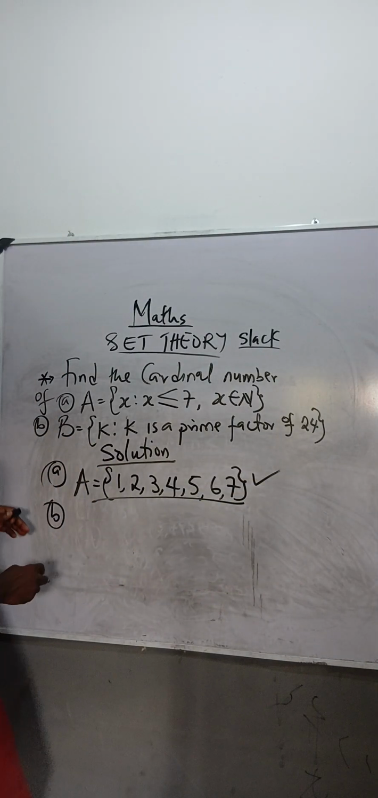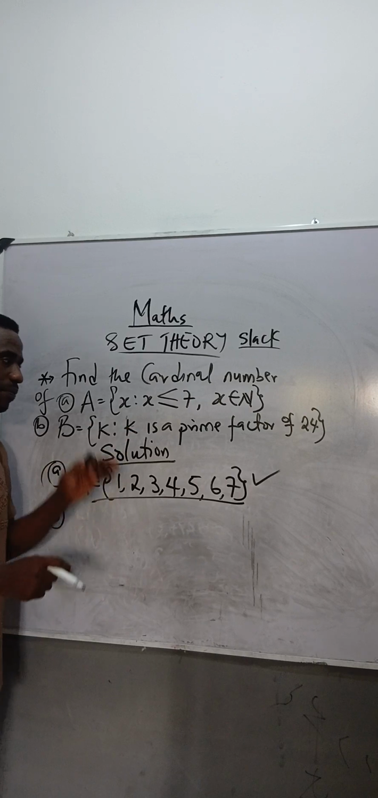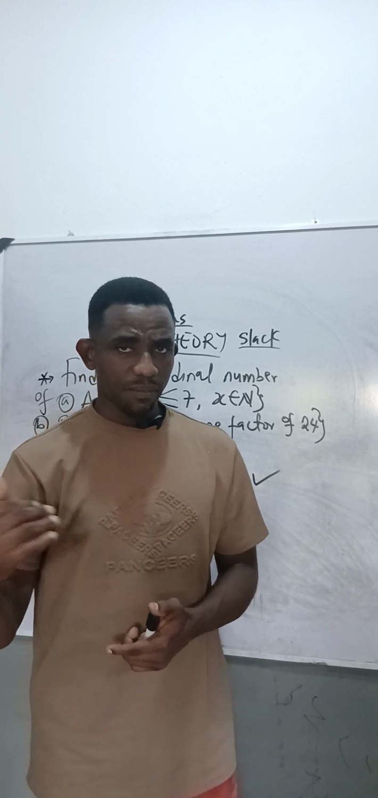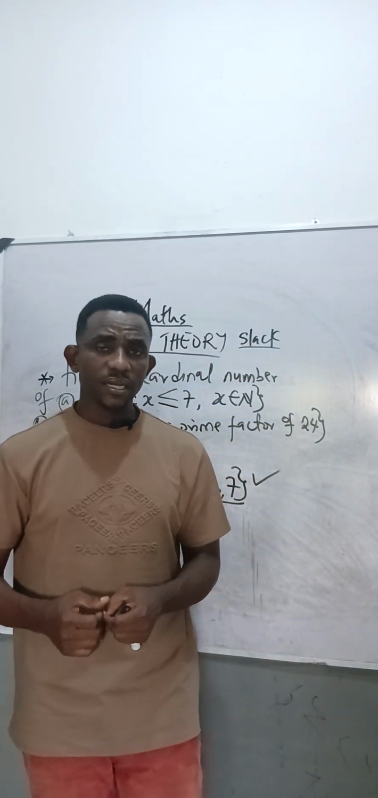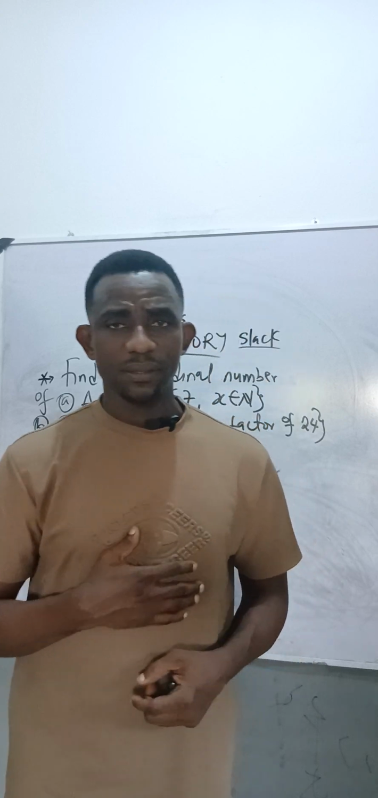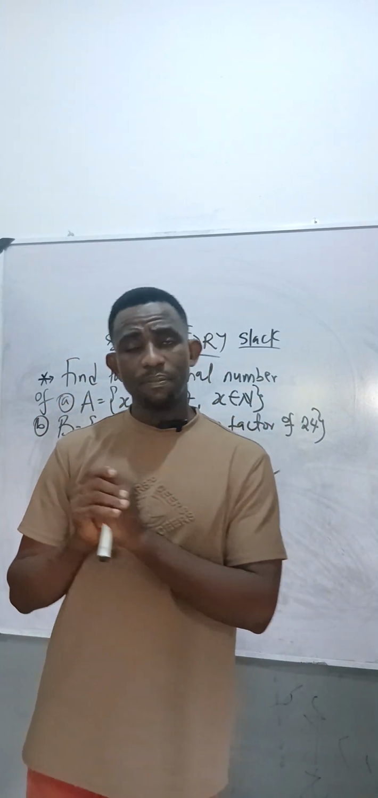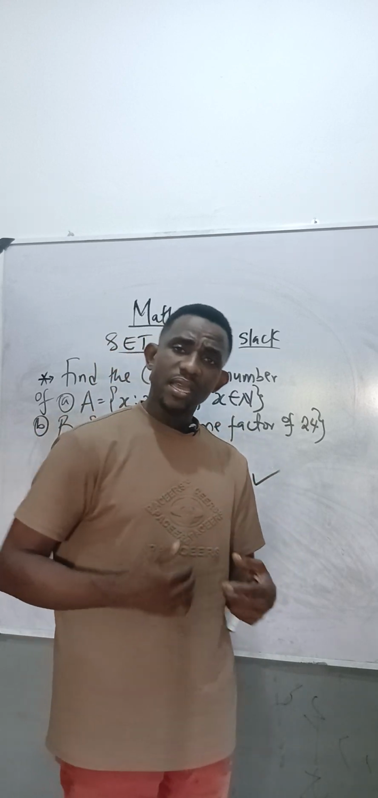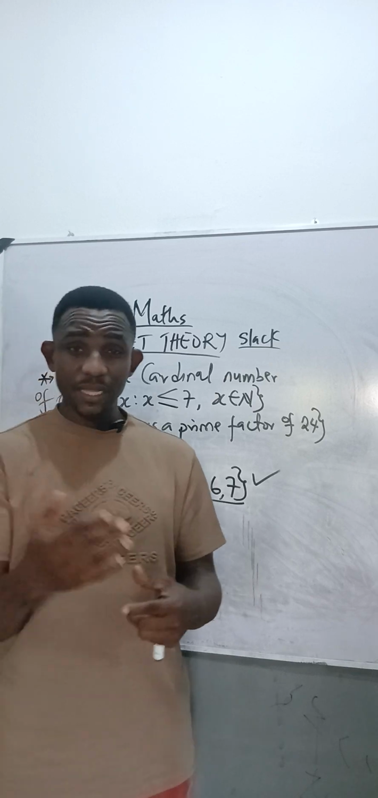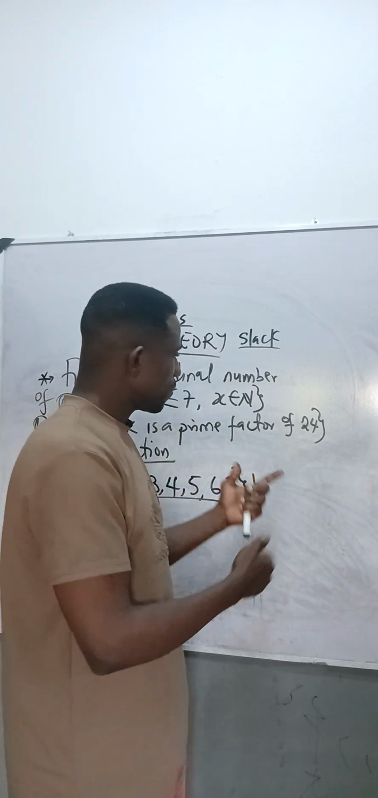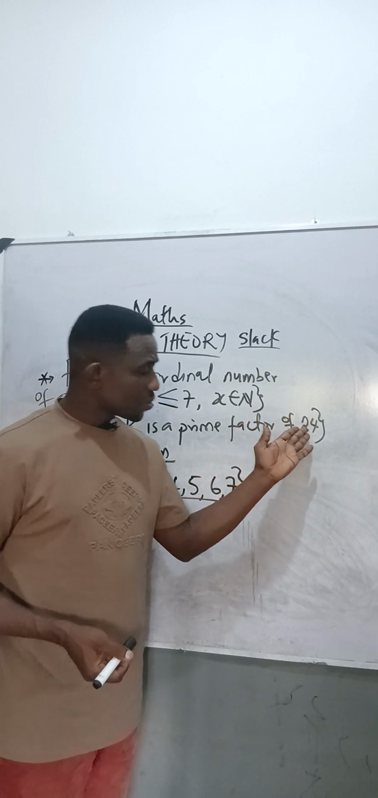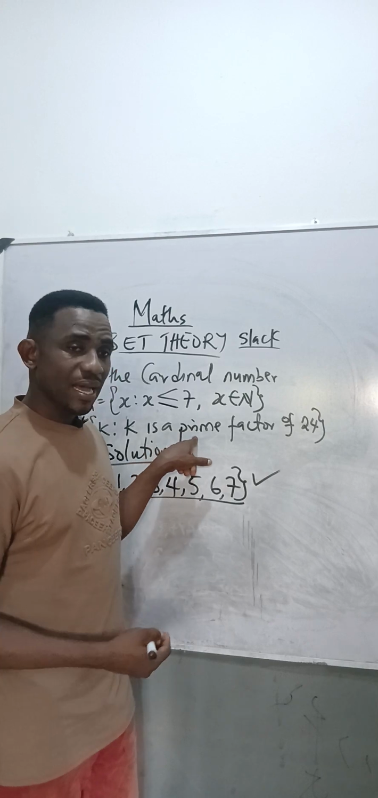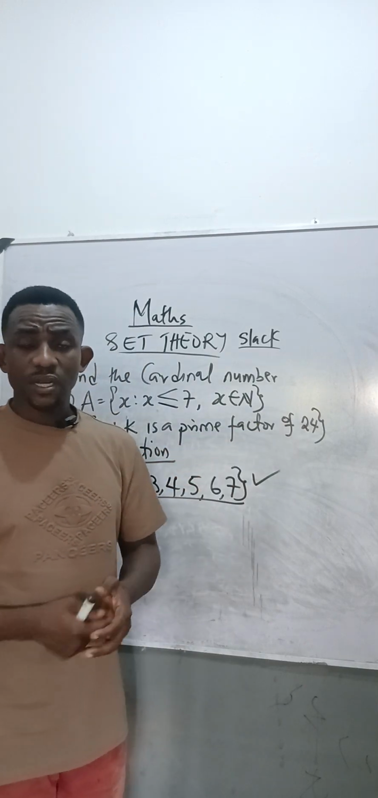So number 2, which is B, K such that K is a prime factor of 24. First, what is a prime number? A prime number is any number that can divide itself and 1, and it must have 2 factors. That is a prime number. Then factors: numbers that can multiply to give a number, or a number that can divide another number without any remainder, is a factor of that number. Therefore, when we talk about a prime factor, it is a number that is a prime number and at the same time a factor of 24. So that's what we're looking for.